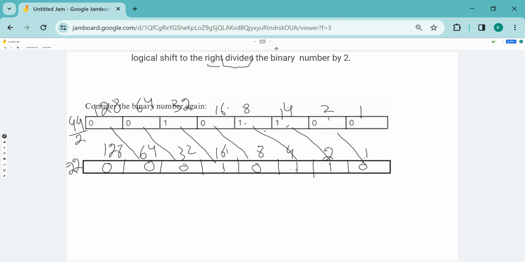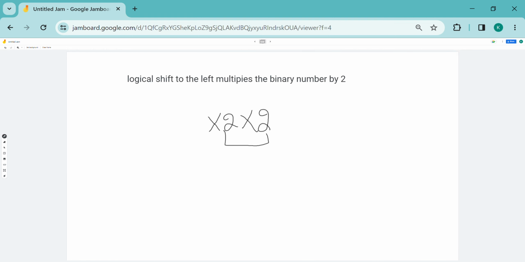Alright, the same is the case for logical shift left, which multiplies a number by 2. If we are performing a logical shift left onto our number, what will be the result? The number will be multiplied by 2.